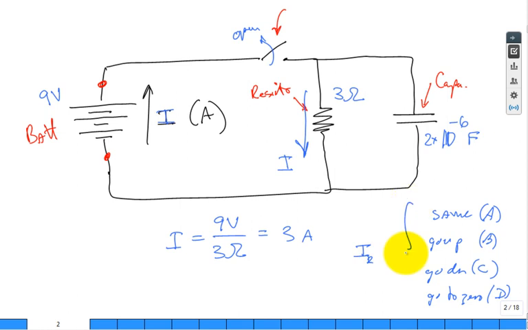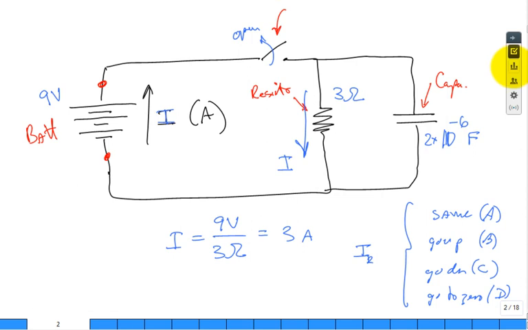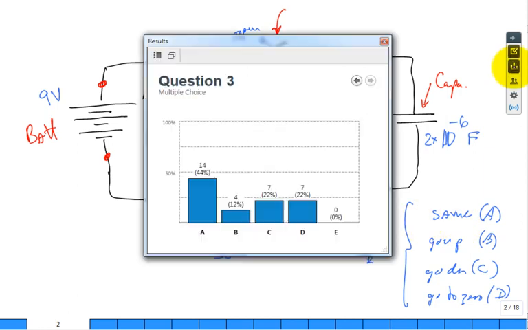All right, so there's your A, B, C, D, and we'll switch it to multiple choice. Go. All right, well, as soon as the switch opens, the current just doesn't turn off, the current still stays 3 amps. But how much is going through this open switch? 0. So how do you still get 3 amps? It's coming from the capacitor. The capacitor was sitting there happy, fully charged. Now it's starting to discharge. That's right. And so it stays the same. The best answer is answer A.